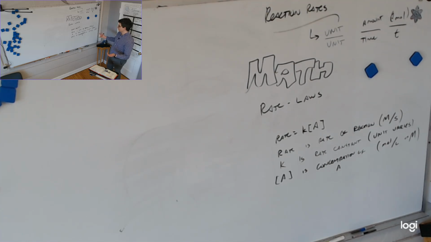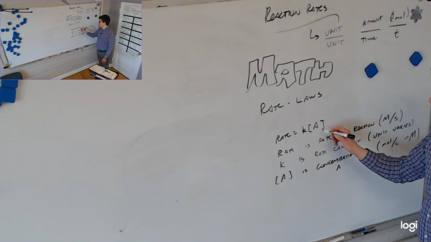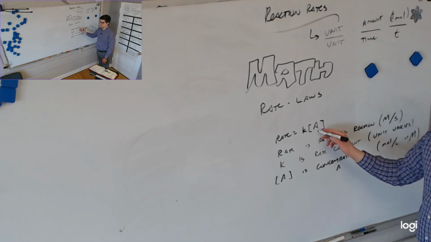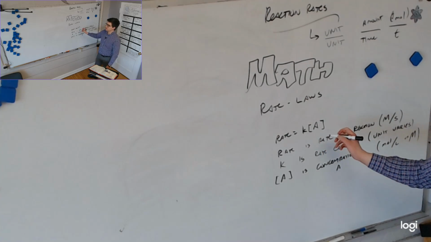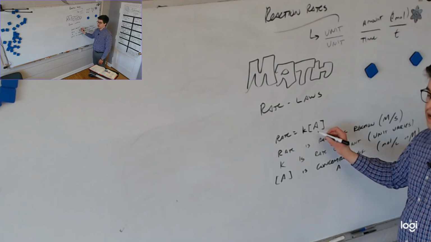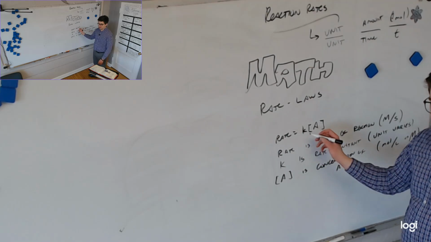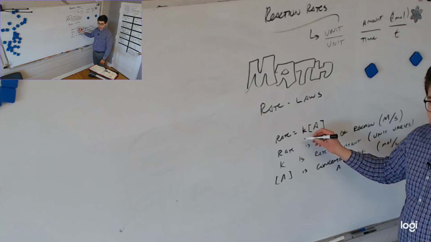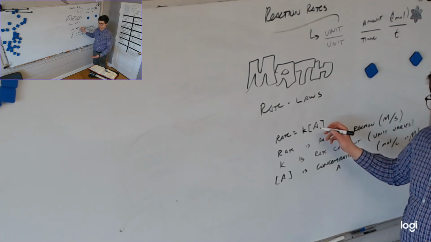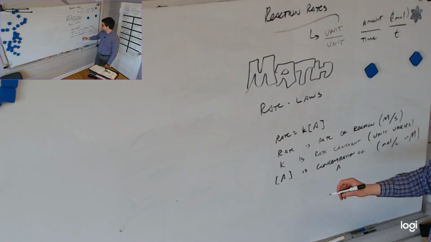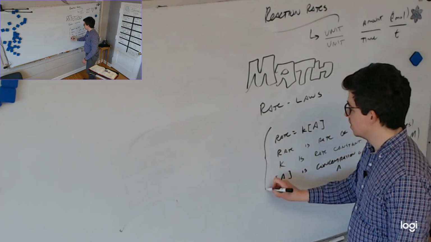So I would say something like, if I had 0.35 molar hydrogen peroxide, this would be the rate law for it. So rate equals, this would have a specific K that would be given to you, and then you would just put 0.35, and that's all you would do. So that's for what we call first order rate laws.